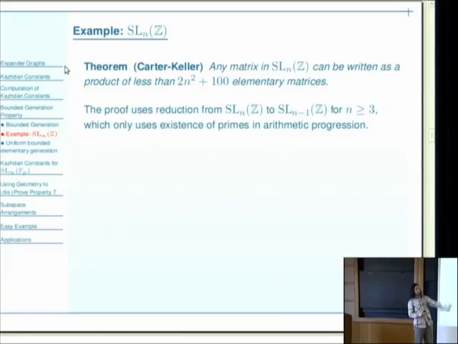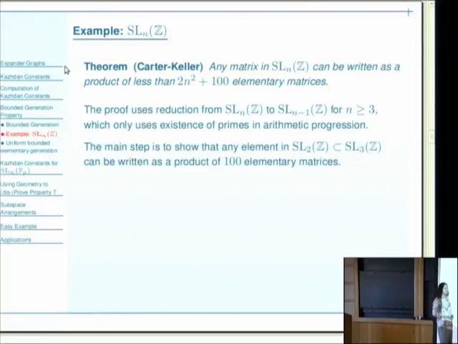Once you have 0, 0, 1 in the last column, a few more steps give you a reduction to SL_{n-1} sitting in the corner. So that was a relatively easy step. You can go down to SL_2, but you cannot go down from SL_2 to SL_1 because SL_1 is too small for practical purposes.